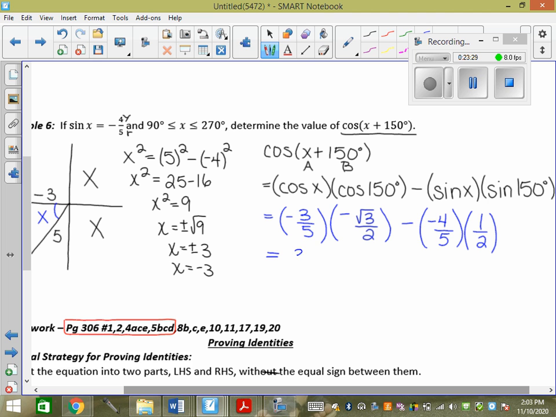So minus a minus is a plus, so we get 3 root 3 over 10 minus negative 4 times 1 times the negative. Well, we'll just do this. So negative 4 over 10. And then we have a common denominator, so we get 3 root 3 plus 4 all over 10.